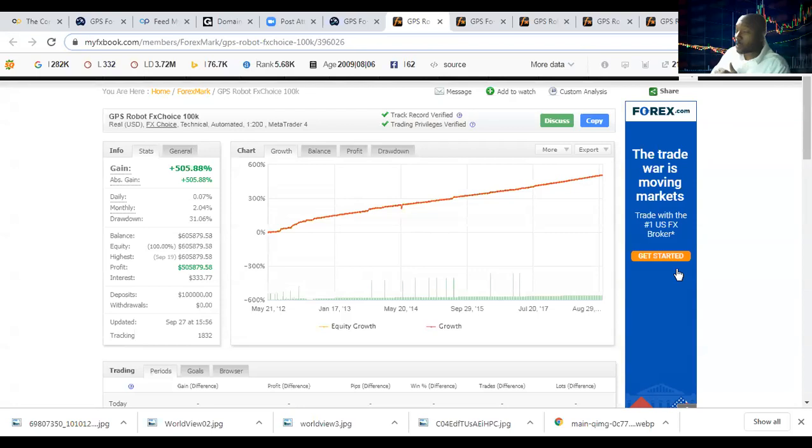What I'm going to do today is show you exactly how to take a Forex robot and make massive profits off this robot and still barely use any of your own cash.